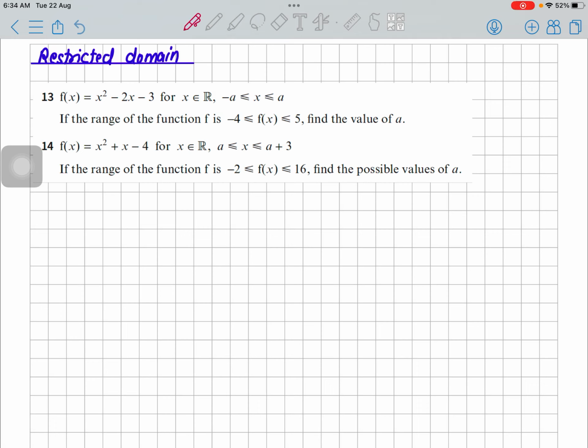In this question, the domain is restricted, but we are not sure what the value of a is, and we have to find it for the given range. So as usual, if you have been watching the previous video, the first step is finding the turning point. You could do this by completing the square, or finding the differentiation, or using the formula. I'll just write the formula: x equals negative b over 2a, if you want to do this, but I would highly suggest you do differentiation or completing the square.